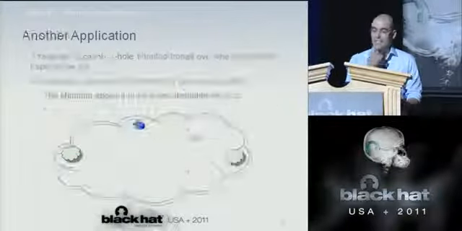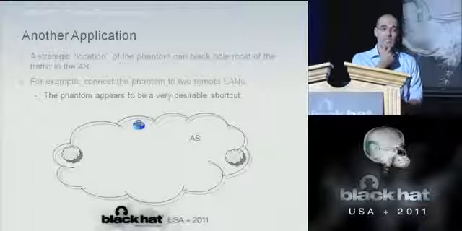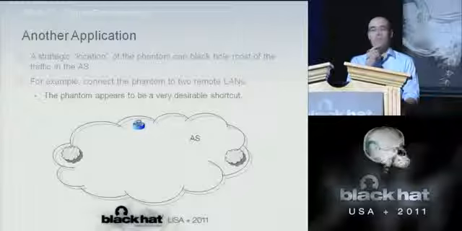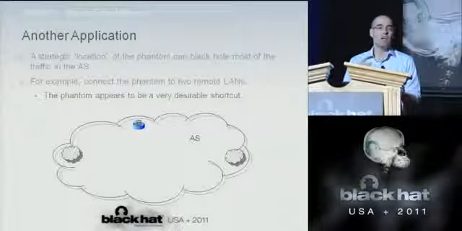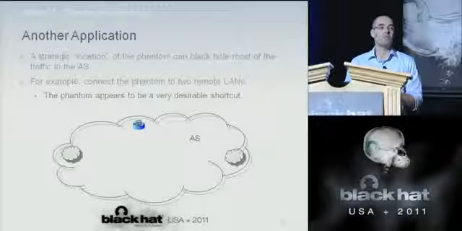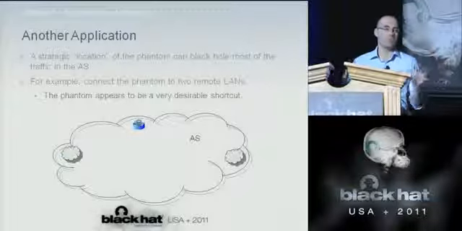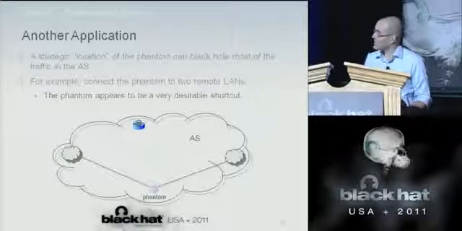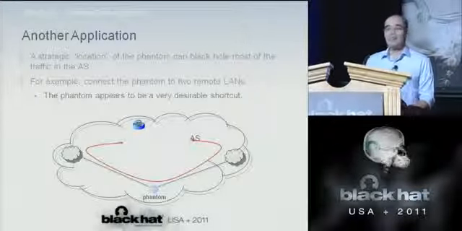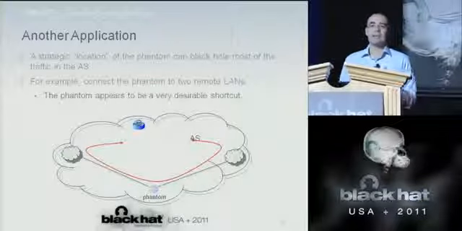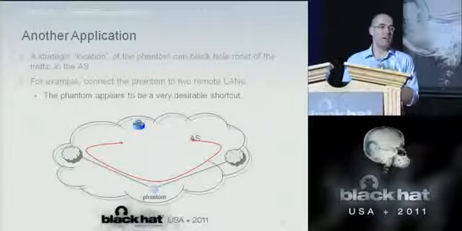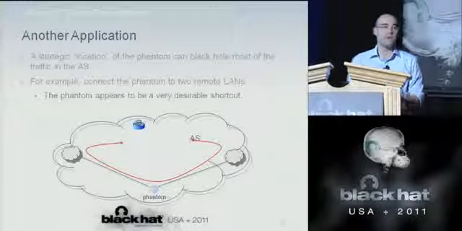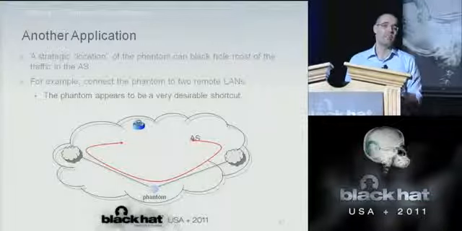Let's see even another potential application, which is even more powerful. Now, what if we set up a phantom router and connect the same phantom router to two networks which are on opposite sides of the autonomous system, like this? Suddenly, the phantom router now looks like a very desirable shortcut in the autonomous system, as if it was a wormhole, and now a lot of traffic will be diverted through it and actually black holed.